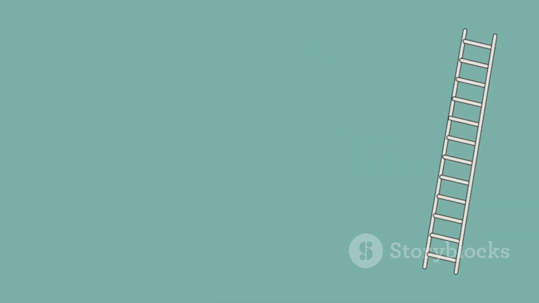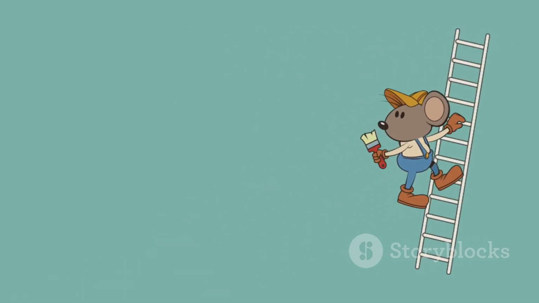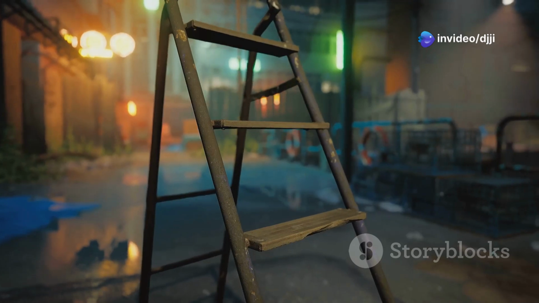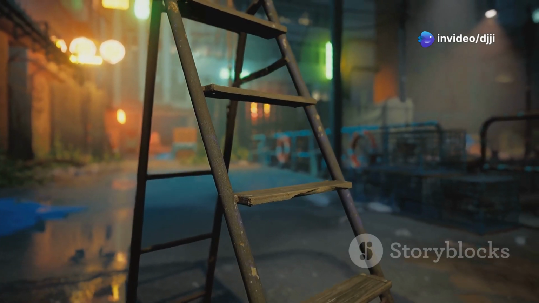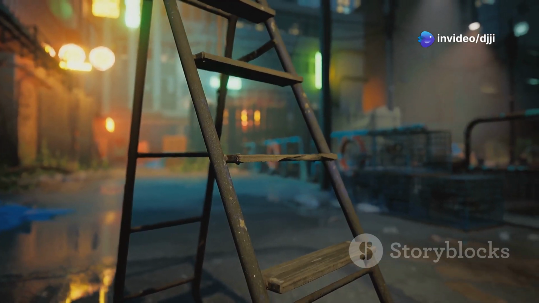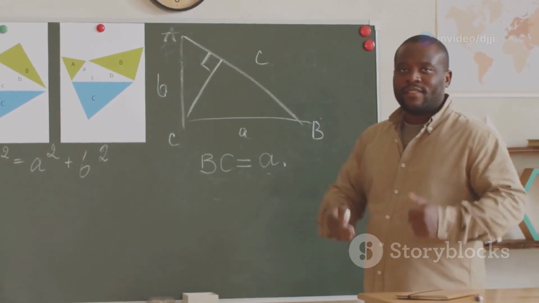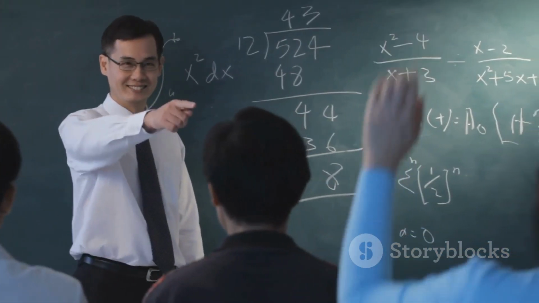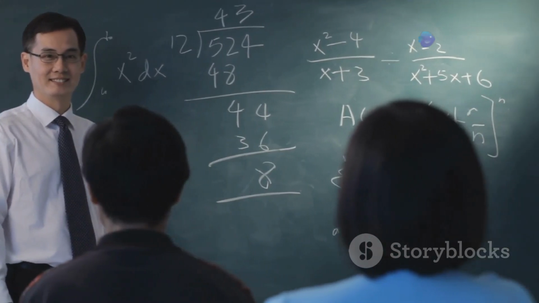Example 1. Imagine a ladder is resting against a building. The foot of the ladder is 1.8 meters away from the base of the building, and it forms a 59-degree angle with the ground. How far up the building does the ladder reach? To solve this, you can use the sine function, because you're dealing with the opposite side and the hypotenuse.